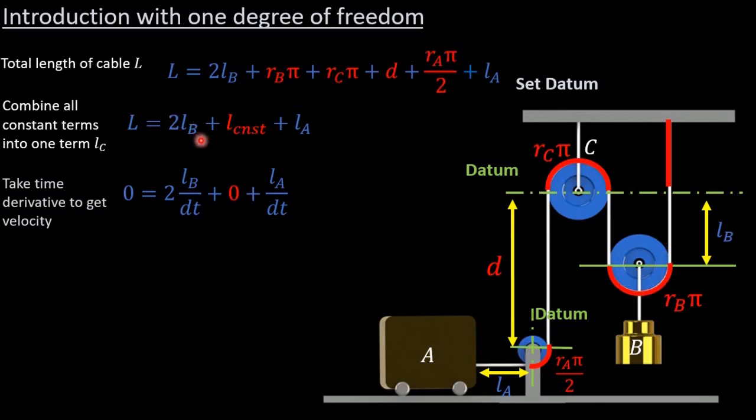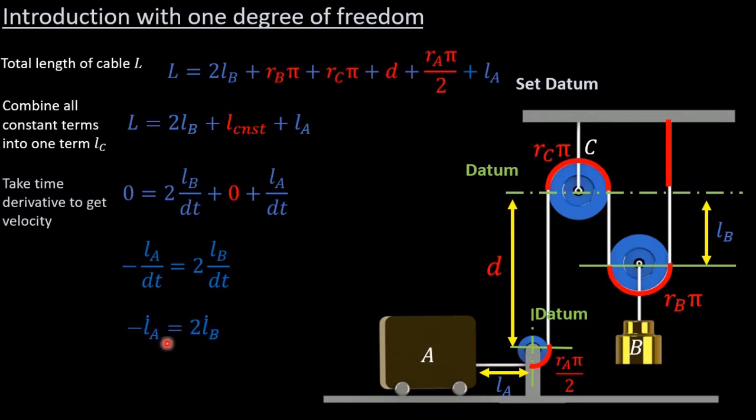For this section, I'm going to get 2 times dL sub B over dt plus 0, because remember the time derivative of the constant lengths is going to be 0 because they don't change in length with time, plus dL sub A by dt, the time derivative of L sub A. So then I'm going to bring this term onto this side to be left with this, and then again write that out using my dot notation. So minus L sub A dot equals 2 times L sub B dot.